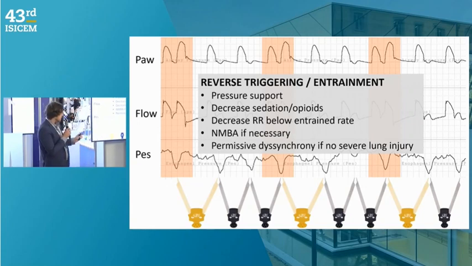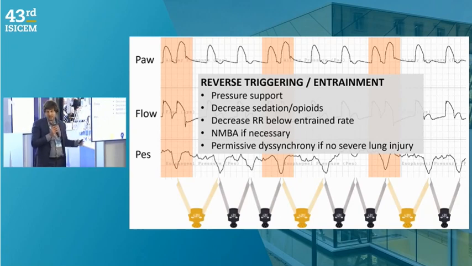Another thing you could do is that this seems to be brought on in the context of sedation and opioids, so you would decrease those. You could think about also taking back the ventilator support just by decreasing respiratory rate. And sort of as last resorts, if you're really concerned that this is injurious, thinking about things like paralysis, or if it's less frequent, just have permissive dysynchrony, right?